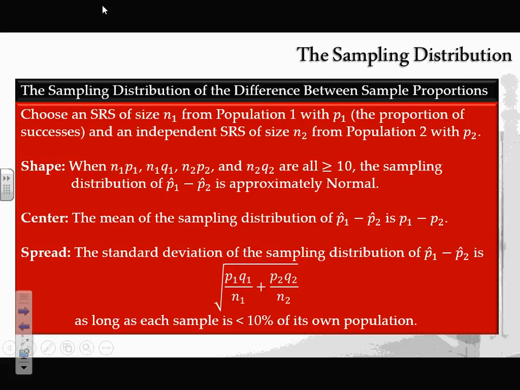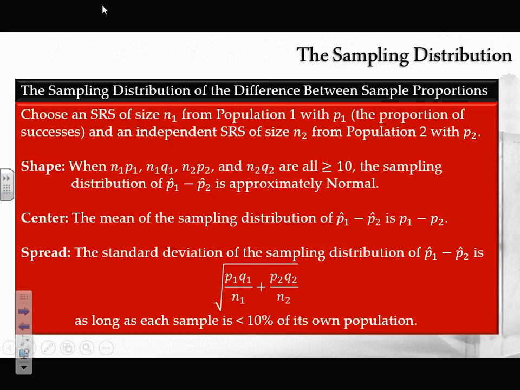So when you describe a sampling distribution for the difference of proportions, so when we have two separate sample proportions and we want to describe the distribution, we need to look at three aspects. What would the shape look like? What would the center be? And what would the spread be? So, in these instances, we have two different populations. So we're going to choose an SRS of size N1.